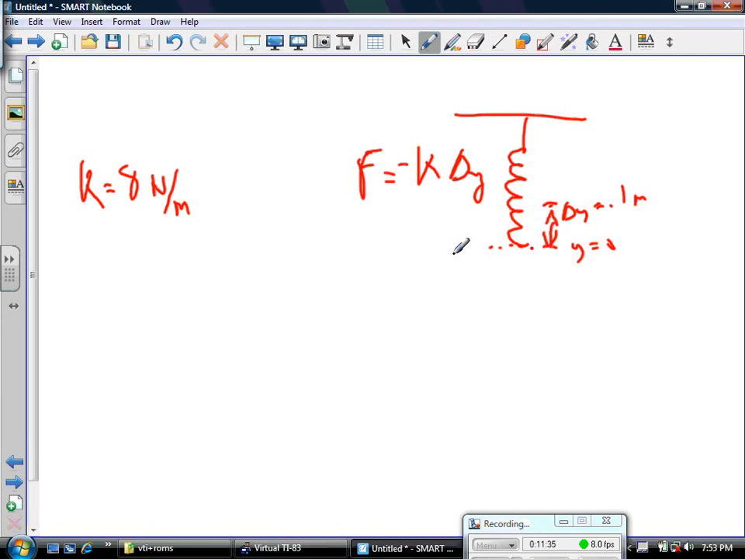Did I write this wrong? Hang on. Where's the statement of Hooke's law?